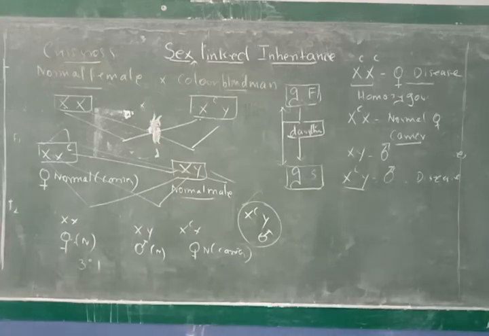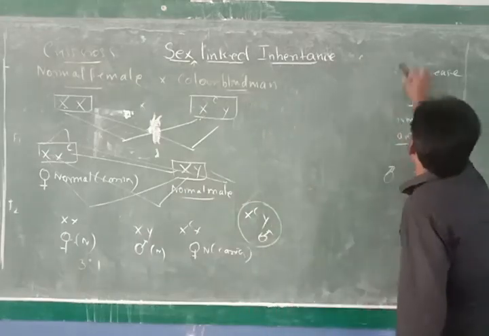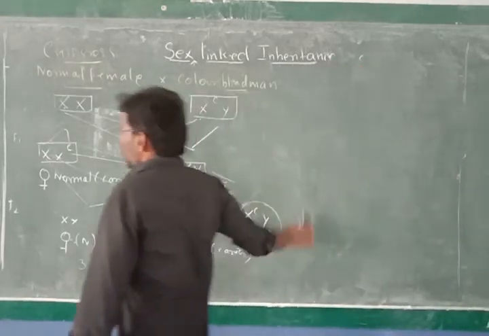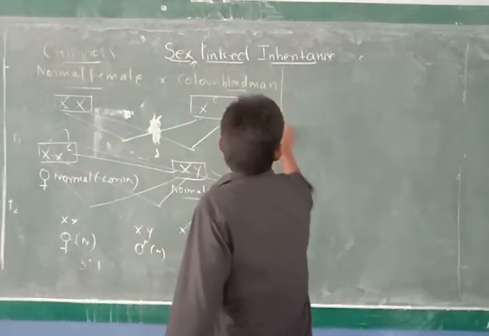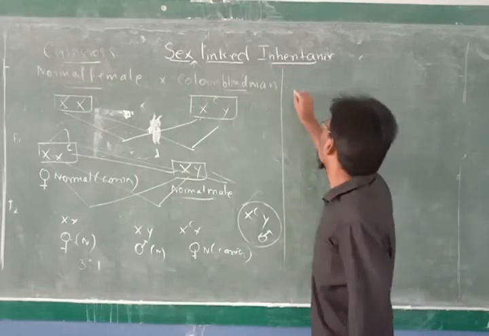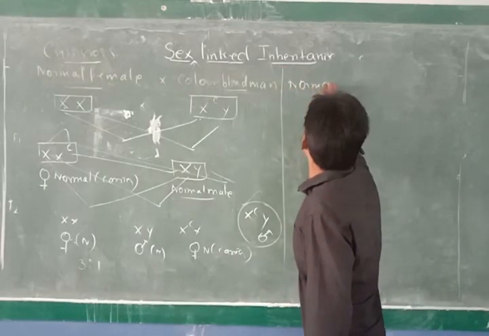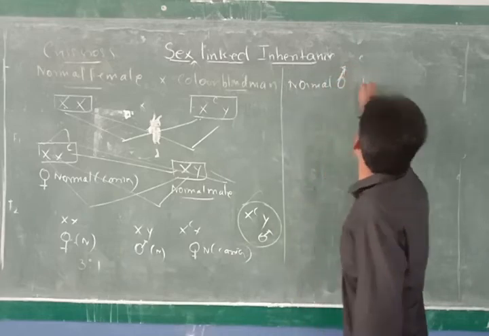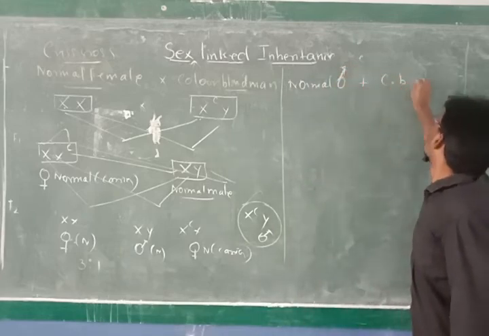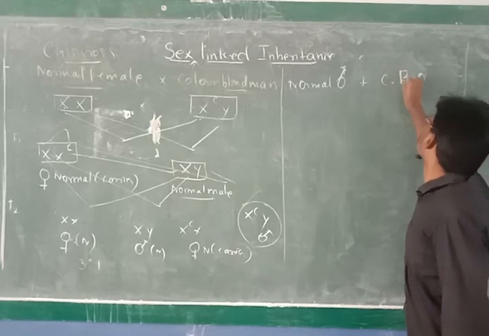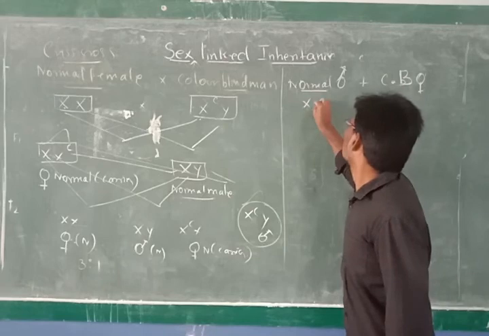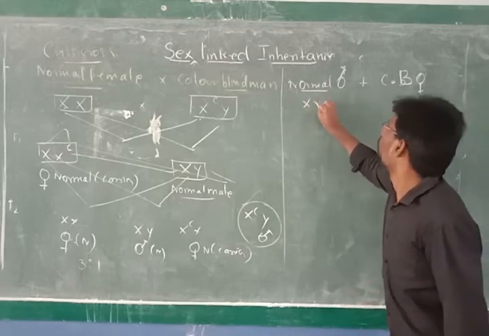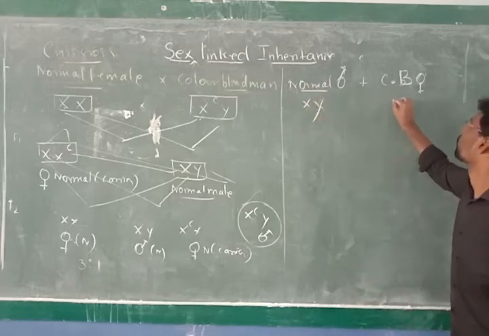Now we talk about the same situation, just reversed. So far we talked about the normal female with a colorblind male. Now we will talk about the same scenario with a normal male versus a colorblind female. So I'll write this: colorblind female. Normal male, X and Y.